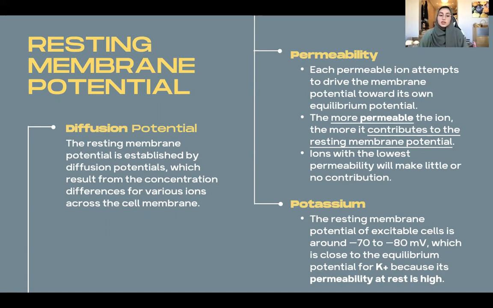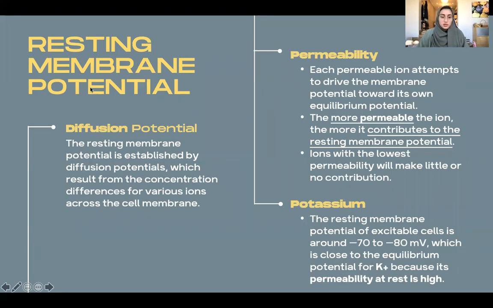When we look at potassium, which has very high permeability, versus sodium, which has little to no permeability, sodium is going to make less of a contribution. That just explains the general concept. We said the resting membrane potential is around -70 to -80, which is close to the equilibrium potential for potassium. Why? Because at rest, the permeability of potassium is high.